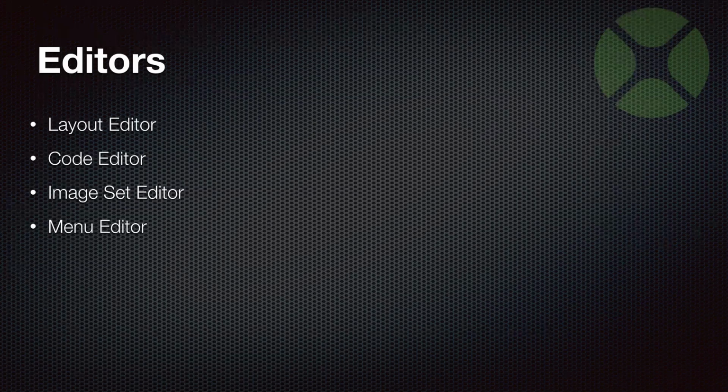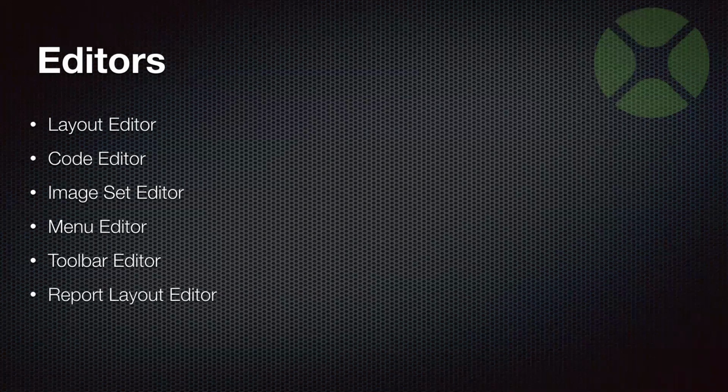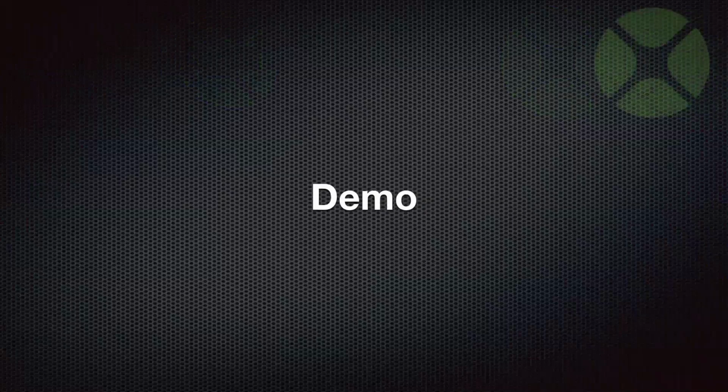The menu editor for desktop projects lets you create your menus for your applications. The toolbar editor is also for desktop projects, for working on toolbars that appear on the windows. And the report layout editor, also for desktop projects, lets you do the design of your reports. And the file type set editor lets you specify the type of files that your app works with for opening and saving and whatnot. So that's just a quick highlight of some of the things.